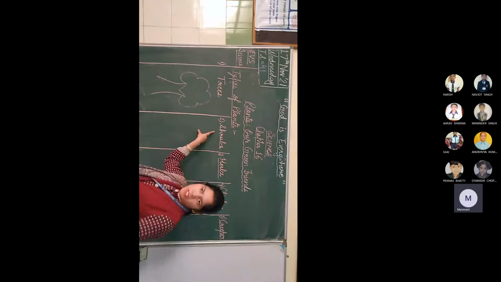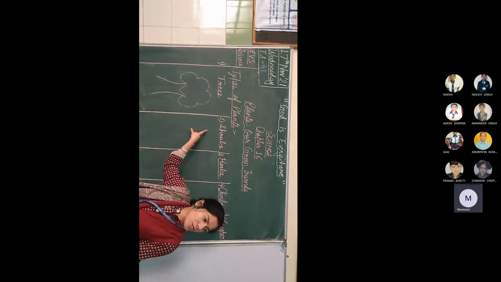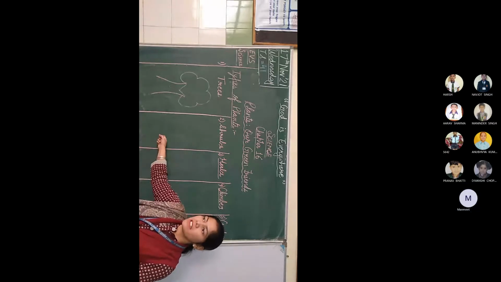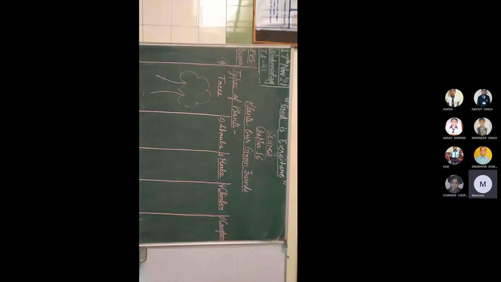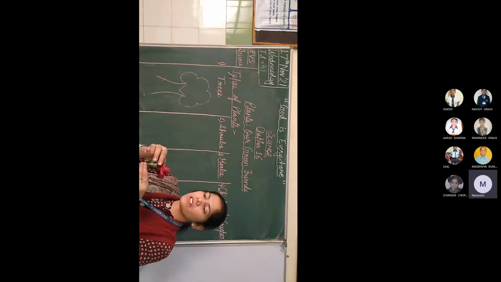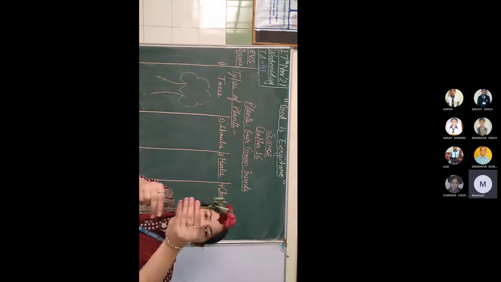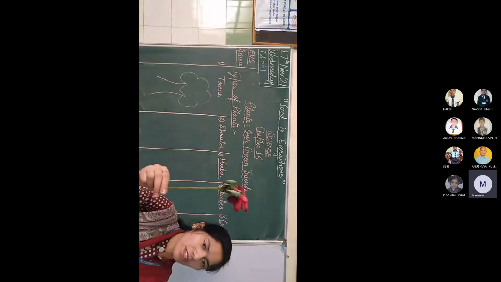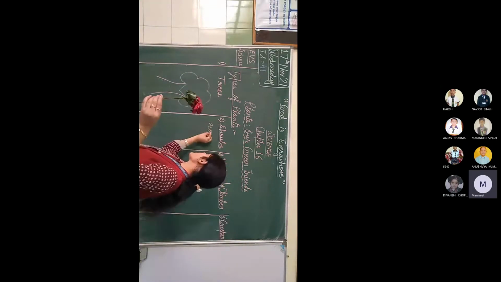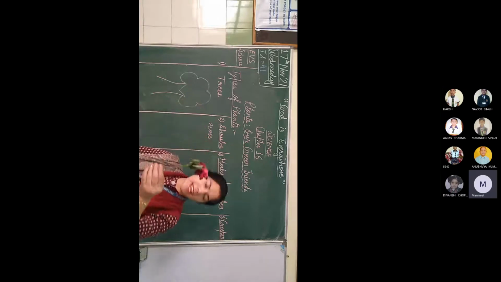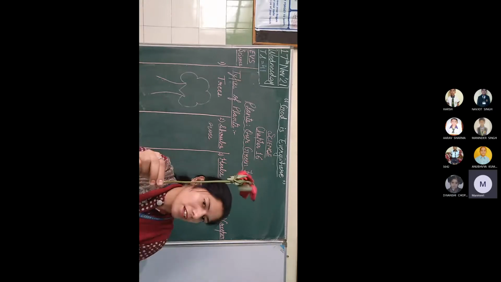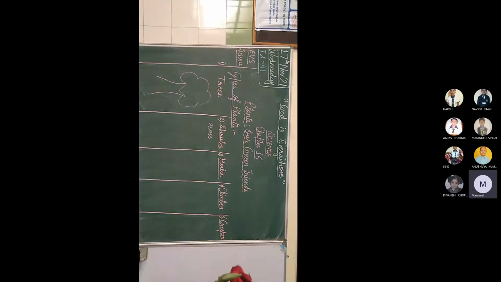Next is your shrubs. Now, what are shrubs? Shrubs also have a stem which is a thick one. Now you can see my rose. It is like this one. It has a woody stem. This is a shrub. Shrub examples are rose, jasmine, and all that. See, it has a woody stem. This stem is thick.